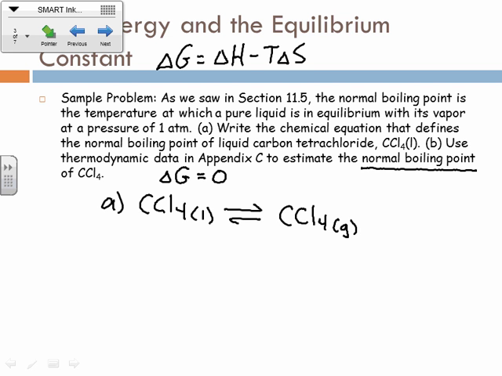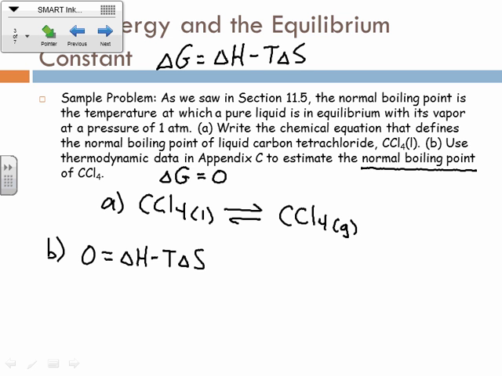They're asking us to solve for T, right? So let's rearrange this so that we can solve for T. So we've got 0 is equal to delta H minus T times delta S, okay? And you can do this one of two ways. You can plug your numbers in first if you want to, and then you can solve for T.